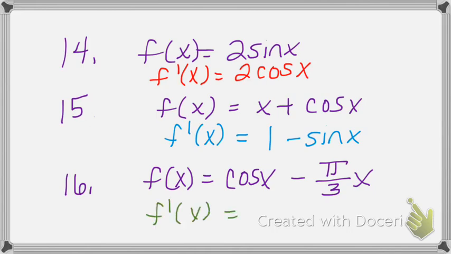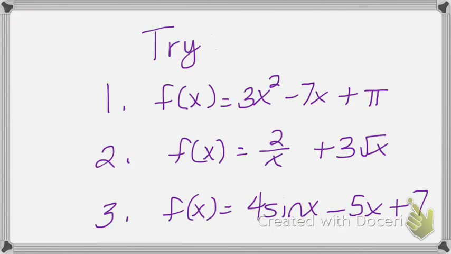So the derivative of cosine of x minus pi over 3x. Well, the derivative of cosine of x is negative sine x. The derivative of negative pi over 3x would be negative pi over 3 because the x is just to the first power, so it's just that coefficient in front.